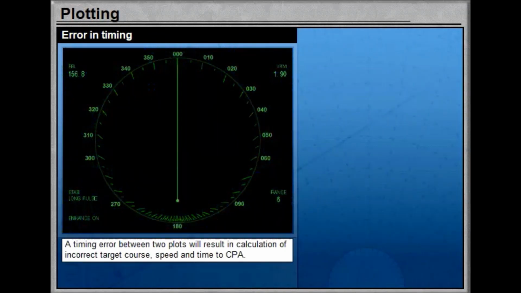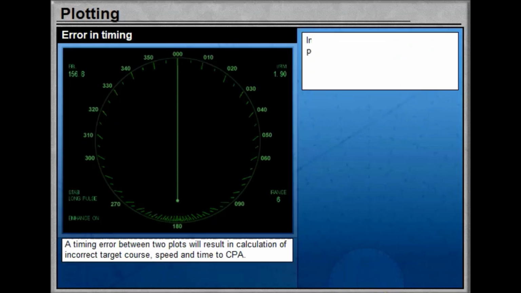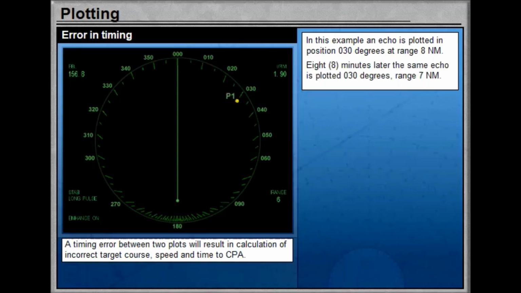A timing error between two plots will result in calculation of incorrect target course, speed and time to CPA. In this example, an echo is plotted in position 030 degrees, at range 8 nautical miles. Own ship's course is 000 degrees, speed at 15 knots. 8 minutes later, the same echo is plotted at 030 degrees, range 7 nautical miles.